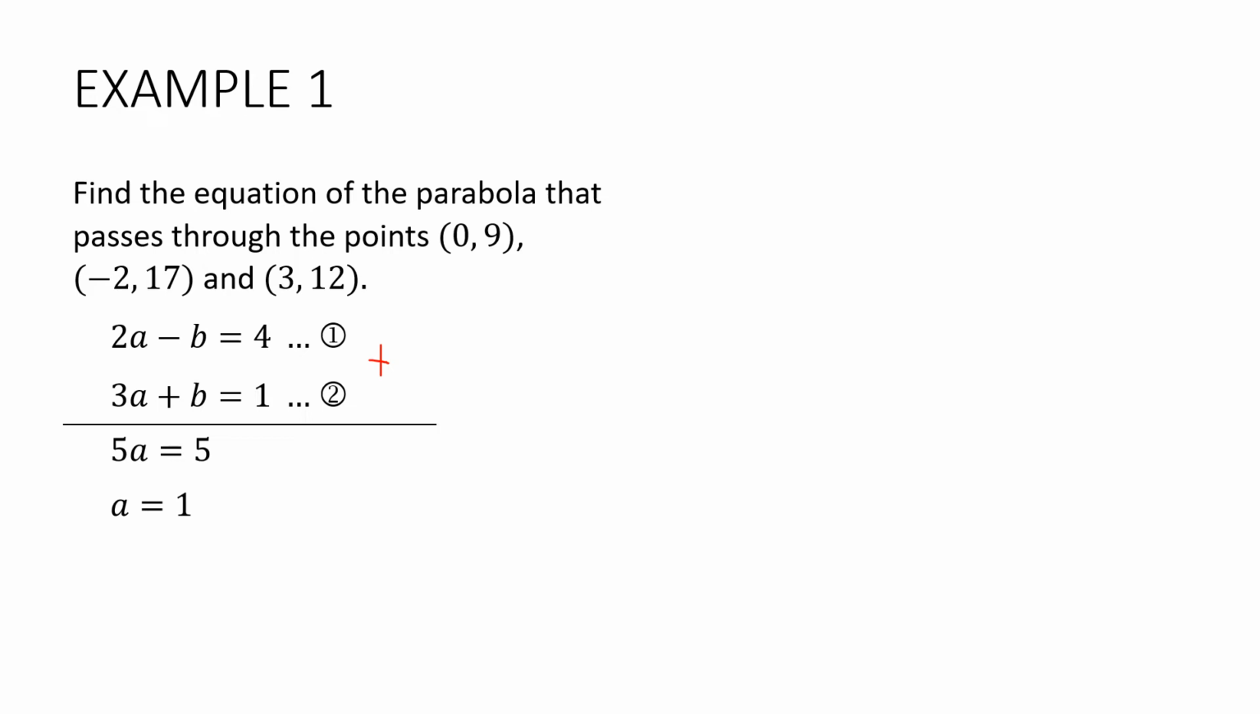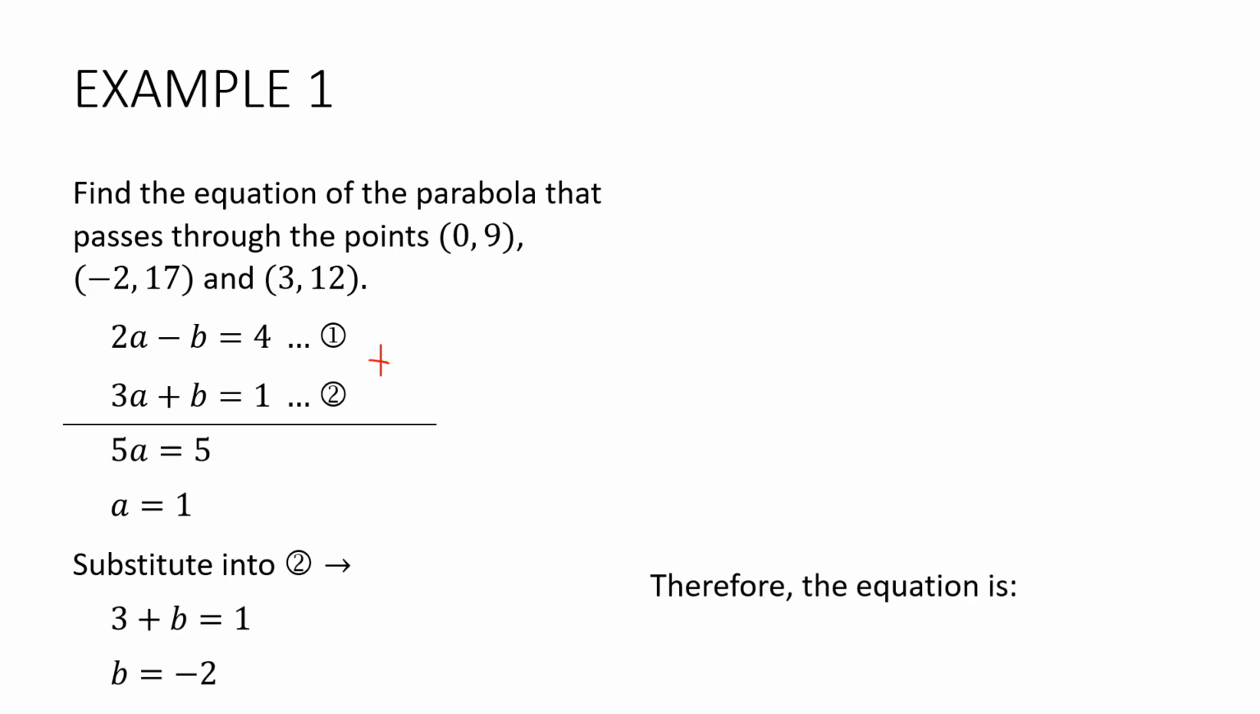Now let's substitute back into equation 2, and I'll get 3 plus b is equal to 1, so b is equal to negative 2. And so my quadratic equation is y is equal to x squared take away 2x plus 9.